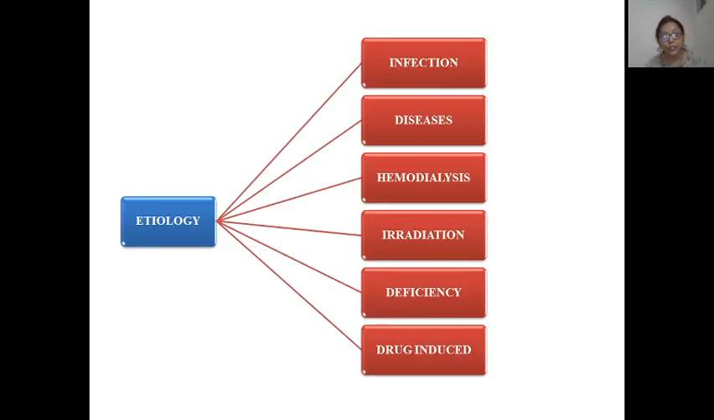Now, these are the various etiologies of neutropenia. Infections include all infections, whether viral, bacterial, parasitic, or rickettsial. Disease includes metabolic diseases such as diabetes, acute gout, acute liver problems, or glomerulonephritis. Hemodialysis also contributes to neutropenia. Irradiation, excessive radiation therapy, can also lead to neutropenia. Deficiency of various enzymes and vitamins also causes neutropenia. Various drugs, antimetabolites, higher doses of chemotherapy, or some antibiotics can also lead to neutropenia.